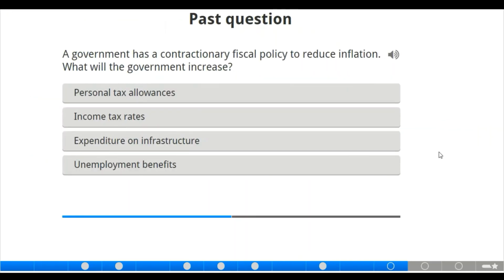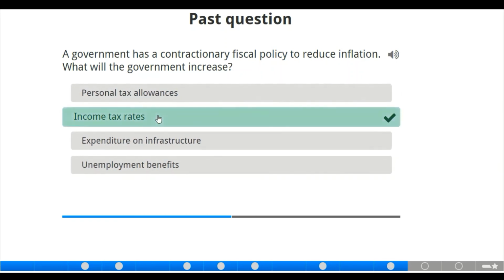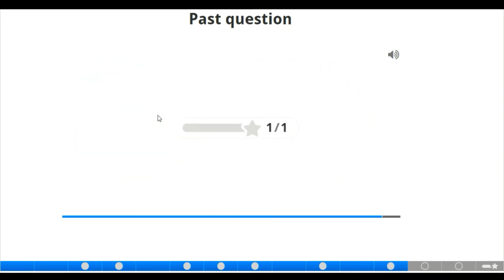Moving to the next slide, we have a past question. A government has a contractionary fiscal policy to reduce inflation. What will the government increase? Now, I just said this earlier. We have personal tax allowance, income tax rate, expenditure on infrastructure, and unemployment benefit. Of course, it is income tax rate. That's what the government will increase. Now we move to the next slide.